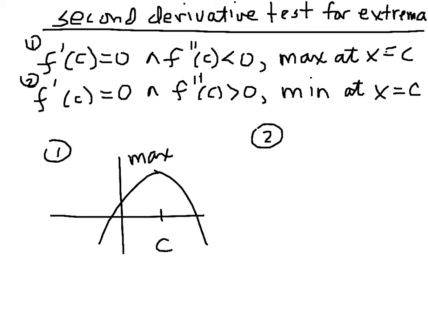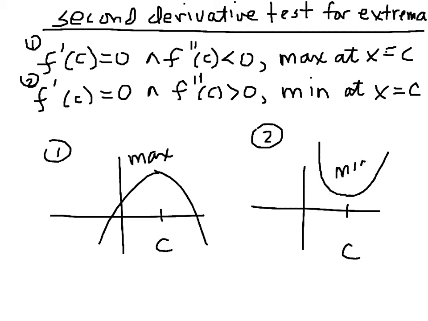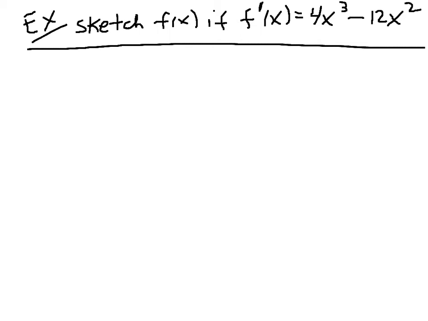And with the second one, here's our point C. The derivative is 0 here, and we are concave up, so we get a min. And that's the way that looks. So let's conclude this study of the function and its derivatives with this problem.